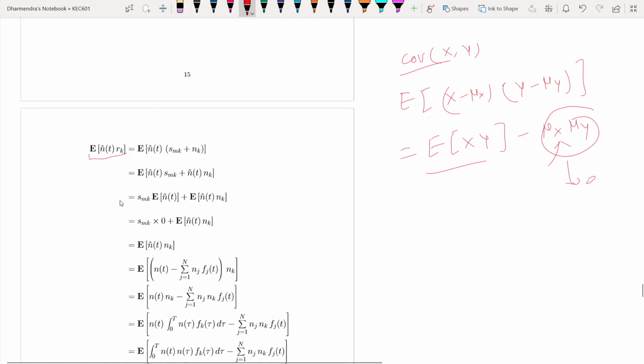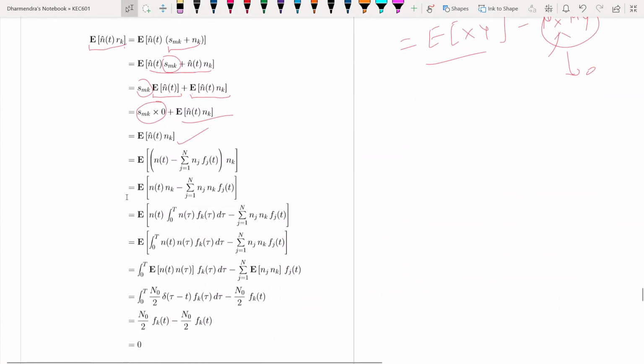Now n hat of t is this, rk is this, and rk can be written like this. Multiplying inside, I get this. Taking the expectation inside, Sm of k is deterministic, so it is a scalar constant and comes outside. Now the expectation here is this, and the expectation here is this. Because the mean of n hat of t is 0, this term will be 0. Now we have to find the expectation of n hat of t with nk.